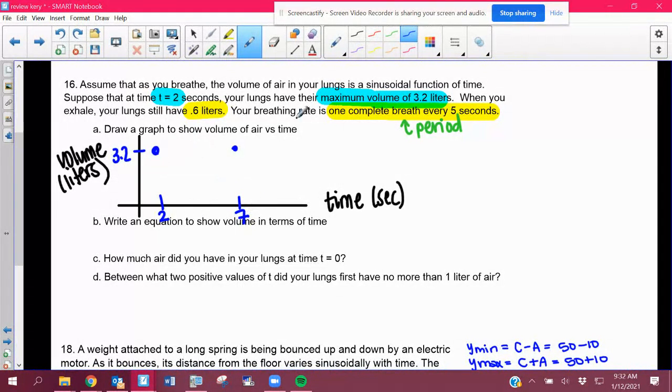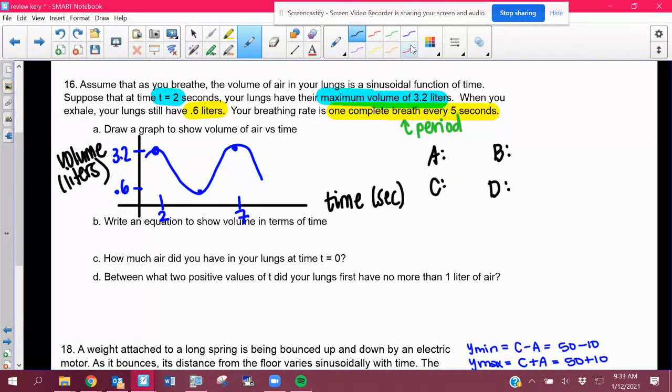So then at this point, I know somewhere in the middle, I'm going to have to get down to that low point of 0.6. So here's a general sketch of what's going on. I'm breathing constantly. So now I can write the equation so then I can type it in my calculator and find information out. So to find the equation, same thing that we were doing before. You're going to need to find your A, your B, your C, and your D.